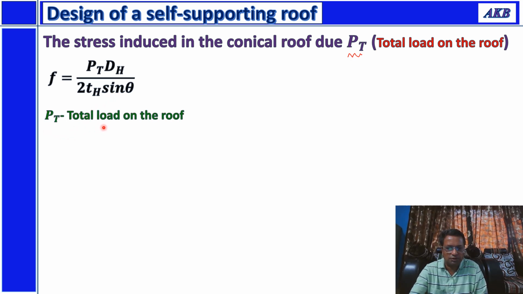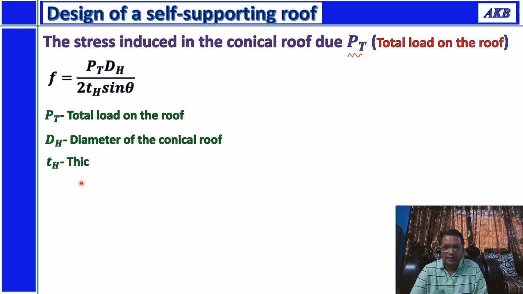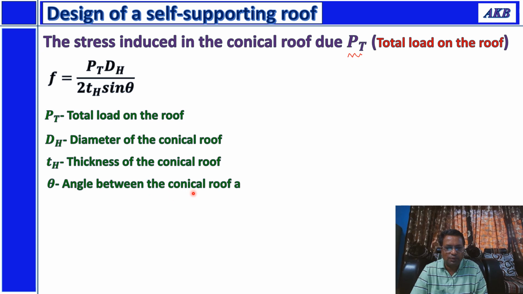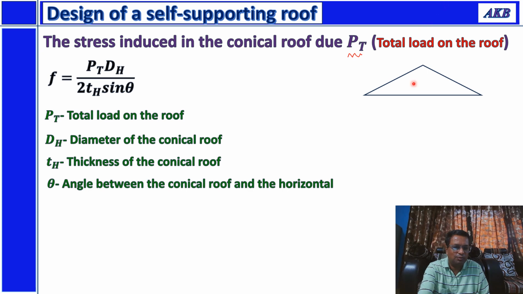PT, as you know, is the total load on the roof. DH is the diameter of the conical roof. TH is the thickness of the conical roof. And theta is the angle between the conical roof and the horizontal. So I'll show that. You have the schematic representation of the conical roof. This is the vertical, and we are talking about this angle. This angle is made by the conical roof with the horizontal, and that will be theta. Whereas the diameter of the conical roof is this one, DH.